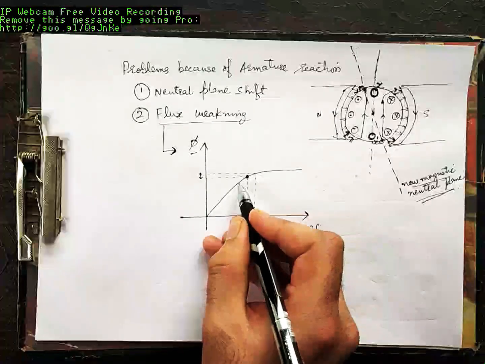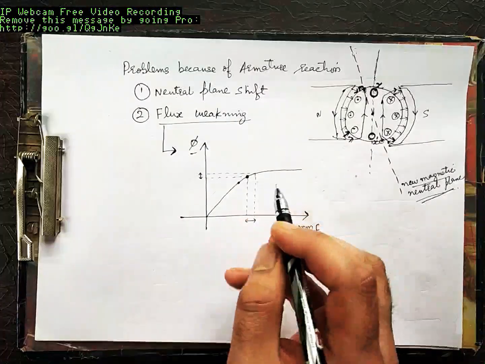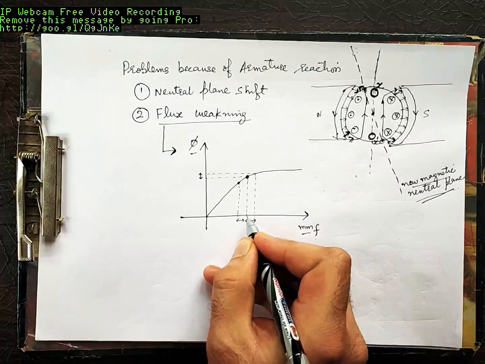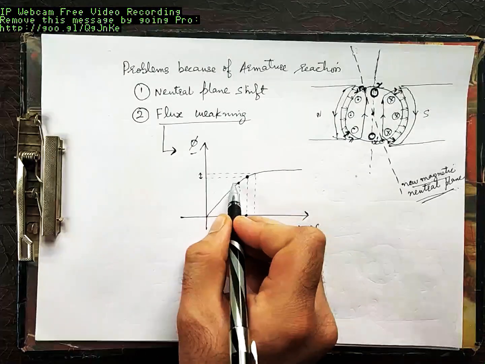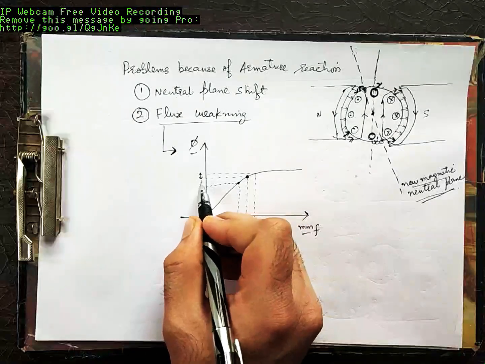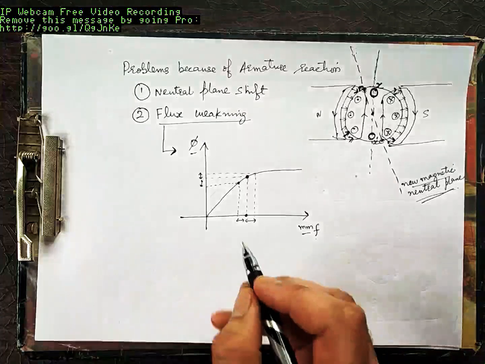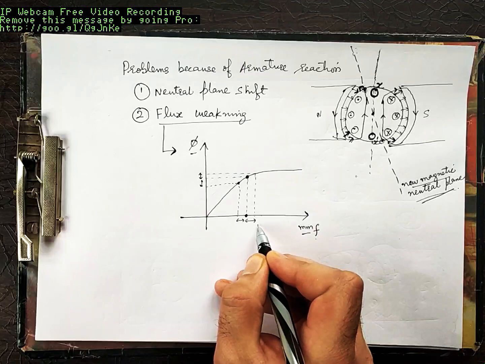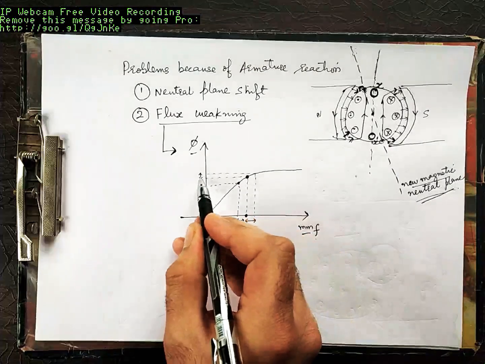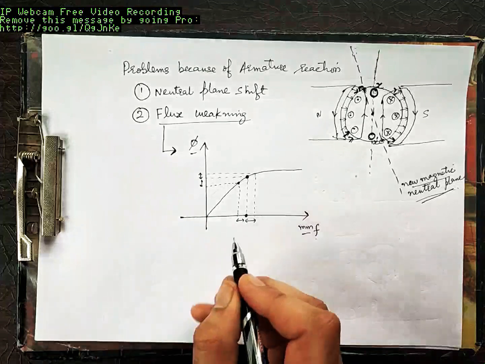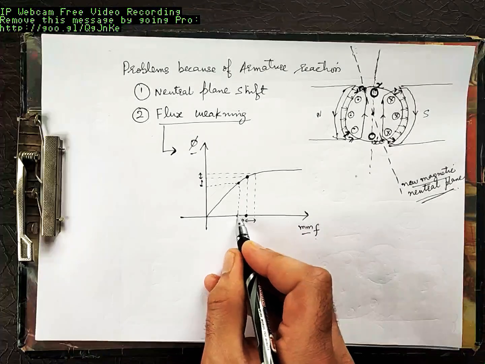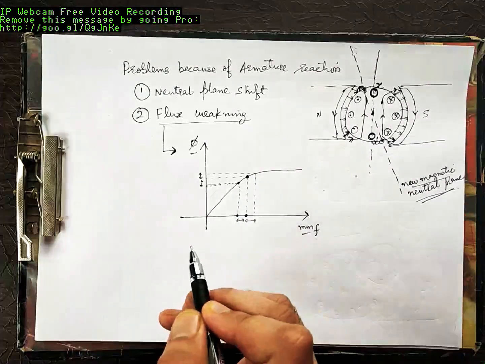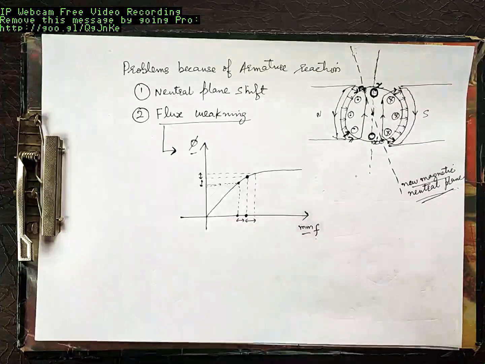And if you go here, initially MMF was here. If we increase MMF by a certain percentage, flux increases by a certain percentage. If we decrease MMF by the same percentage, say we decrease MMF by 10%, will flux decrease by 10%?